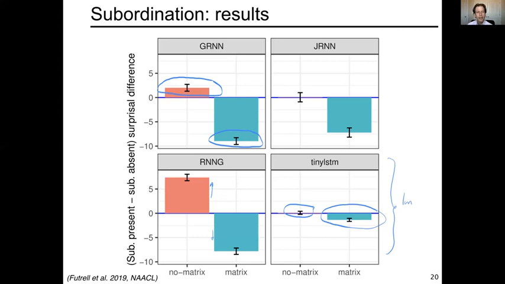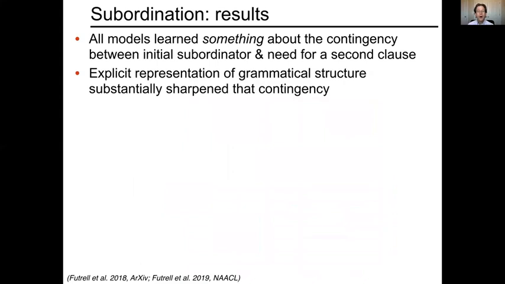So in a very meaningful way, I think we can say that the neural network model that is based on an explicit symbolic grammatical representation gives the most human-like processing behavior for this extremely simple case of subordination. In summary, we found that all the models that we looked at learned something about the contingency between an initial subordinator and the need for a second clause. But the explicit representation of grammatical structure substantially sharpened the learning from that contingency.